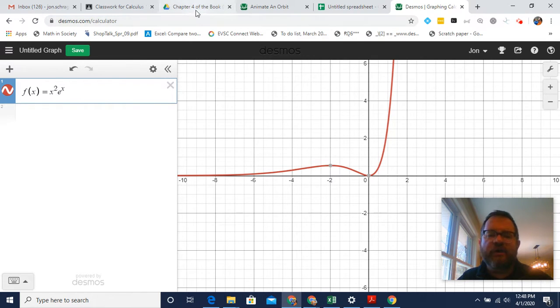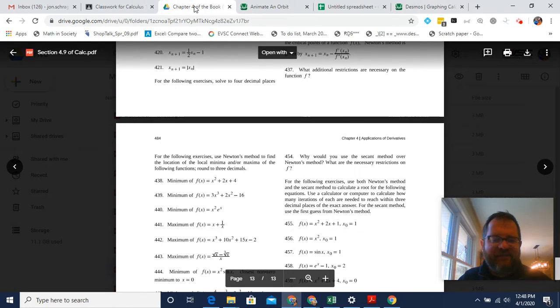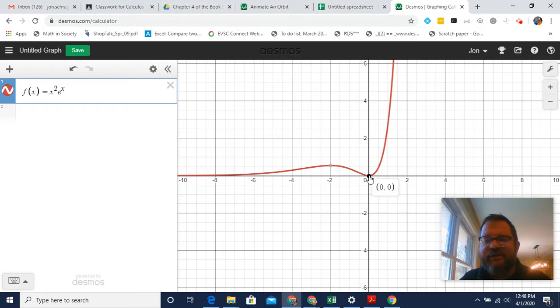Ooh, and what is it asking for? You're going to be quiet over there, little guy. And what is it asking for on problem 440? It's asking for the minimum. So it's looking for this value right here, which looks suspiciously like it's going to be at 0, 0, but you just never know.